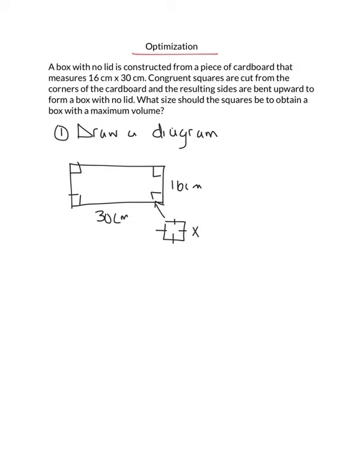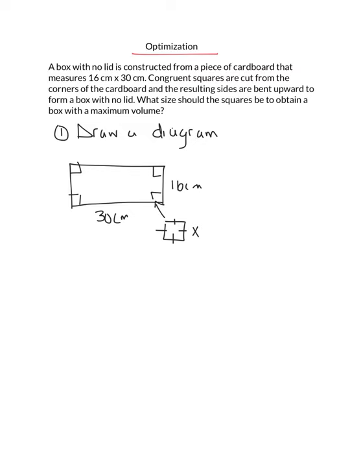Today we're going to be talking about optimization, and just like with related rates, the first thing that we're going to want to do is draw a diagram if possible. So a box with no lid is constructed from a piece of cardboard that measures 16 centimeters by 30 centimeters. Congruent squares are cut from the corners of the cardboard and the resulting sides are bent upward to form a box with no lid. What size should the squares be to obtain a box with maximum volume?